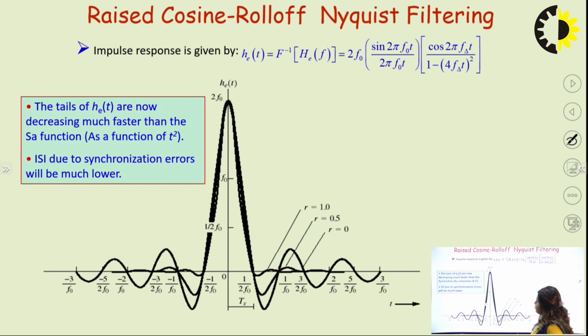So this is the graph showing the raised cosine filtering, for which we have already discussed this formula. The tails of he(t) are now decreasing much faster than the sampling function which we already discussed, that is the sinc pulse, as a function of t square. So ISI due to synchronization error is much lower in the case of the raised cosine roll-off Nyquist criteria.